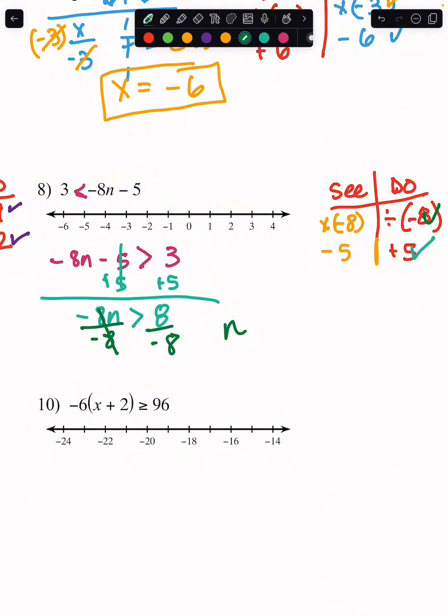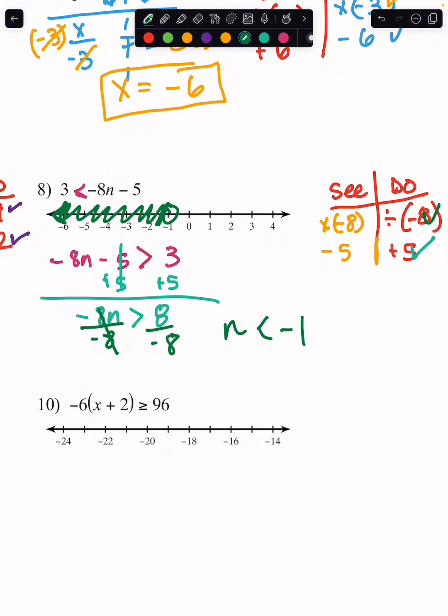So I'm going to have an open circle on negative 1. Shade to the left. If you don't flip, you're going to end up shading to the wrong side. Okay? All right. And remember, the side that you shade on has to be the true side.